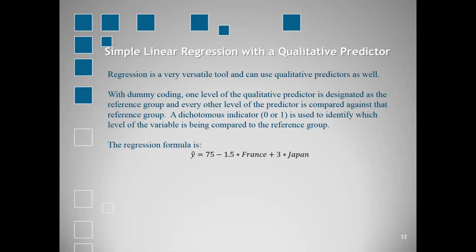Now, if we want to know the life expectancy of someone born in the U.S., we assign France and Japan as 0. So 1.5 times 0 is 0, 3 times 0 is 0, and we're left with the y-intercept. So we expect someone from the U.S. to have a life expectancy of 75. This tells us that the predicted value for whatever group we designate as the reference group is equal to the y-intercept.